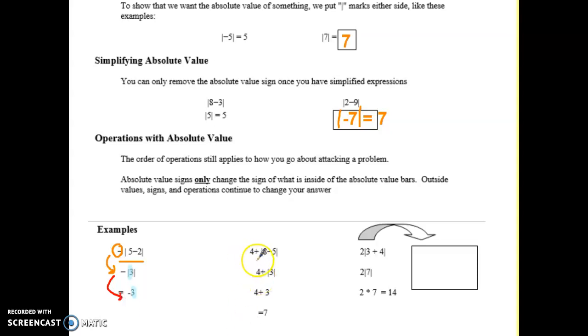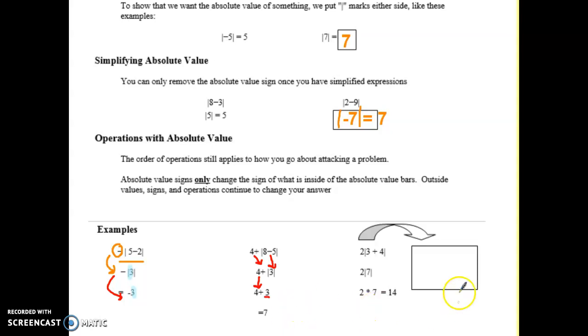Okay, example number 2, 4 plus the absolute value quantity of x minus 5, where x is 8, so 8 minus 5. Again, we're doing that inside operation first. 8 minus 5 is 3. That 4 plus is just coming straight on down. Absolute value of 3 is 3. My 4 plus is still following its way down. And very last but not least, you just do 4 plus 3, which gives you 7.